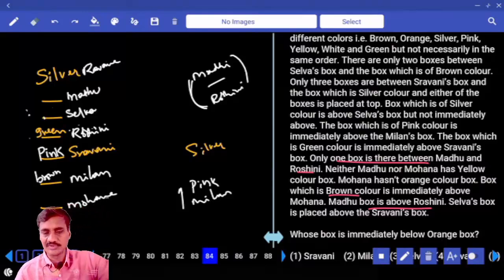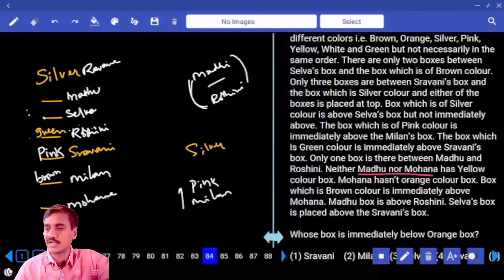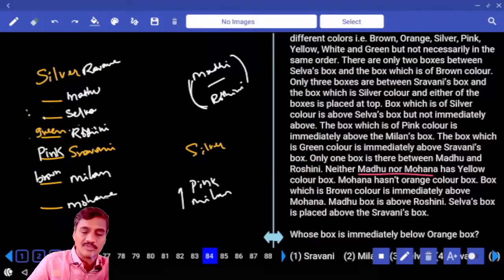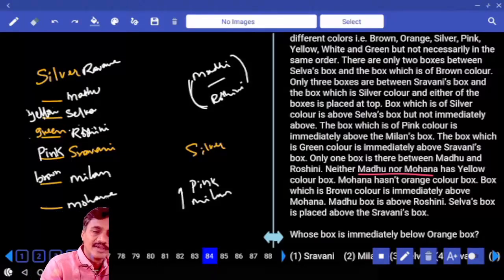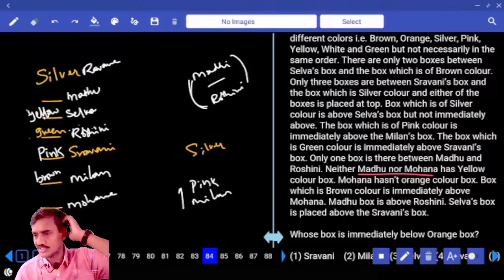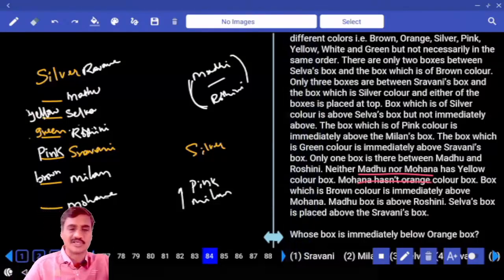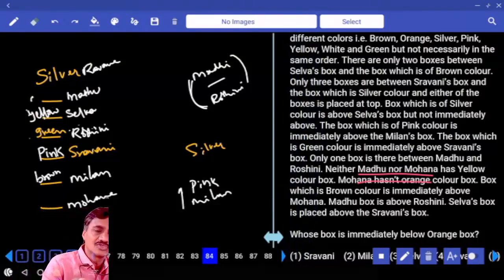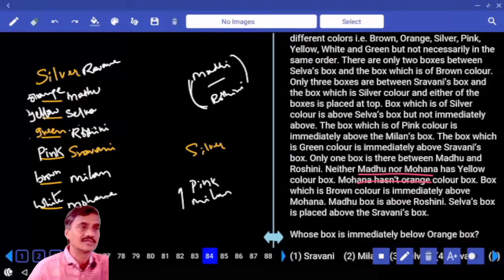Now, Selva's box is placed above. Now coming to the colors. Neither Madhu nor Mohana likes yellow color. If Madhu and Mohana do not like yellow color, Selva must like yellow color. And Madhu is above Selva's box. Mohana does not like orange color. Mohana's orange color is ruled out, hence this is Madhu's orange color. If Madhu is orange color, the other color left is white. Now Mohana must like white color.